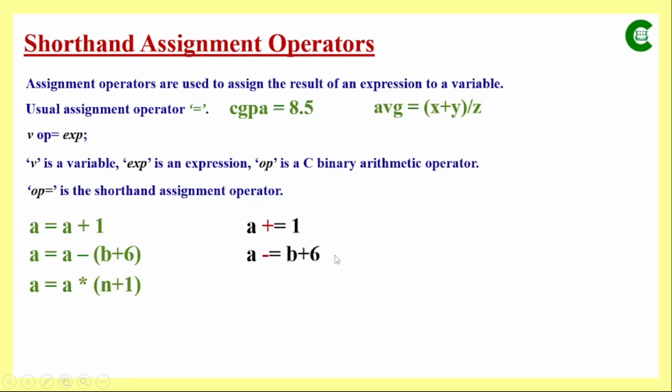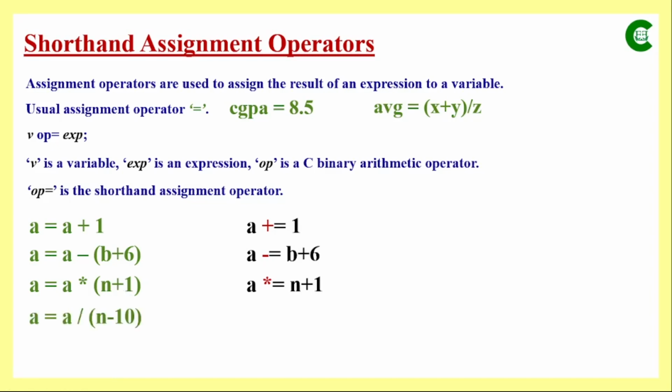Now this is another example where we are using the multiplication operator. So a is equal to a multiplied by n plus 1. Within the bracket, n plus 1 will be evaluated first, and then that value will be multiplied with a, and that final value will be assigned again to the variable a. So this can be written in short like this: on the left side we have that variable, then the binary arithmetic operator, then the assignment operator, and then n plus 1 as the second operand here.